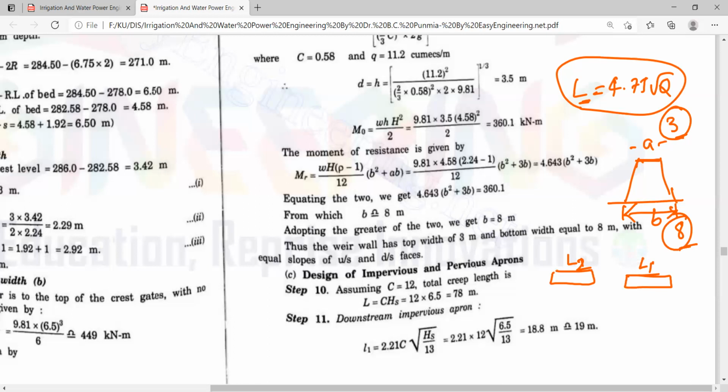Okay, so that is the design of impervious off run. First, we need to calculate the total length of creep. Total length of creep will be C into under root of C into HS.